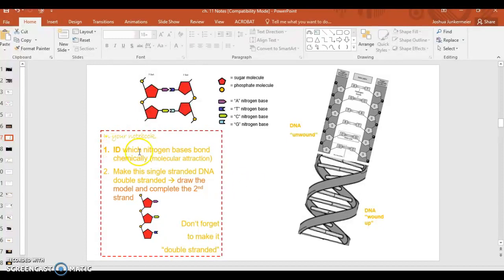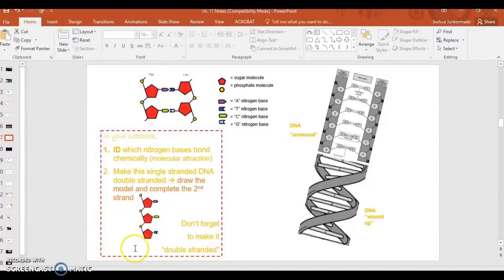Your job is to identify which nitrogen bases bond chemically. So use this right here. This green is C. What is this one? Use the key here to figure out which one this is. So C bonds with which one here? And then this one is A. Which one is it bonding to here? So use the key again and figure out which bases connect the 2 sides of DNA here. For example, this is C and it forms a bond to G. This is A, it forms a bond to what?